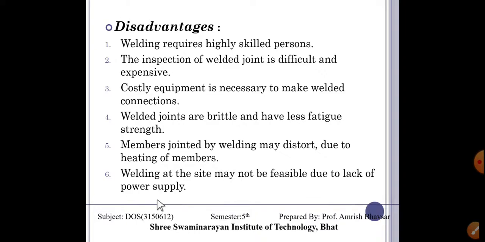If our site is in a remote place and we don't have a power supply at that spot, then at that time we cannot do the welding connection. So this is the most important drawback of welded connection.